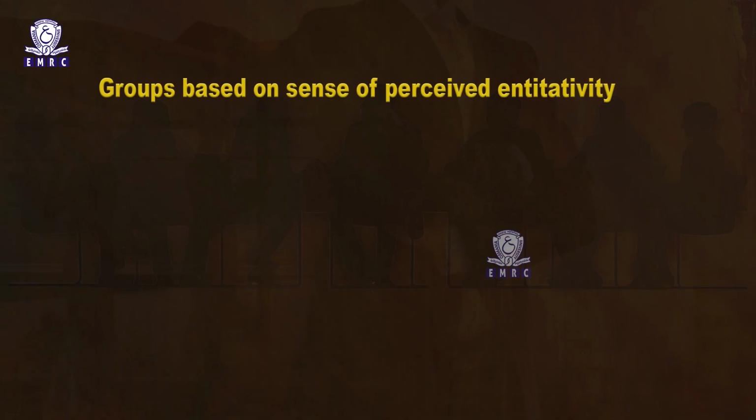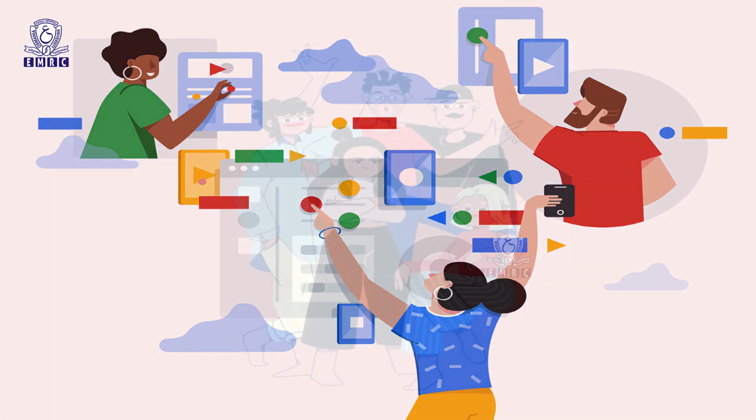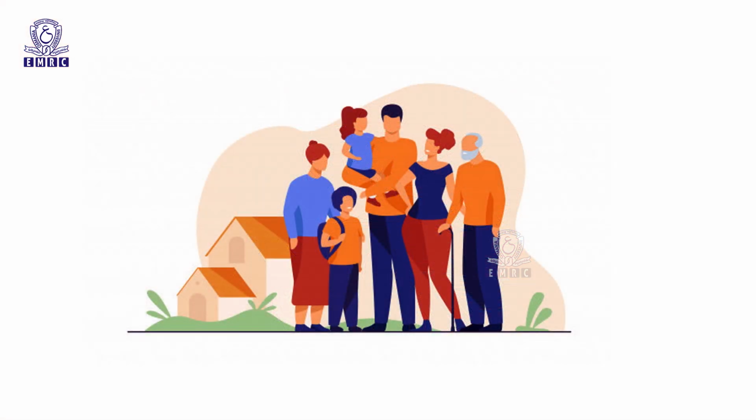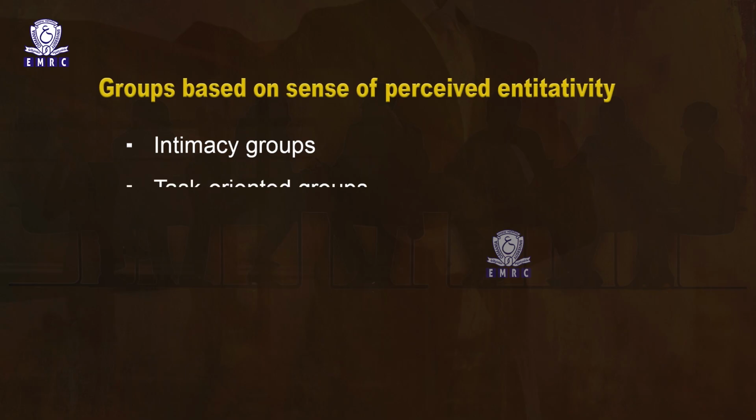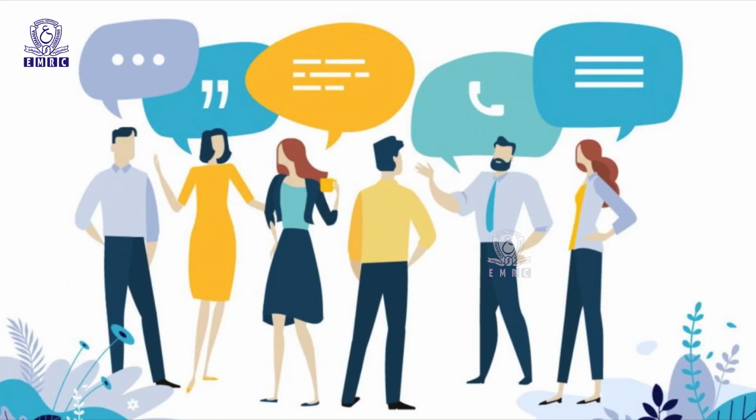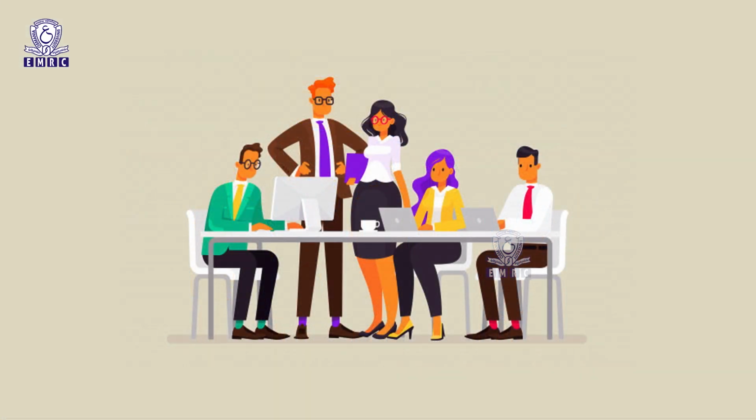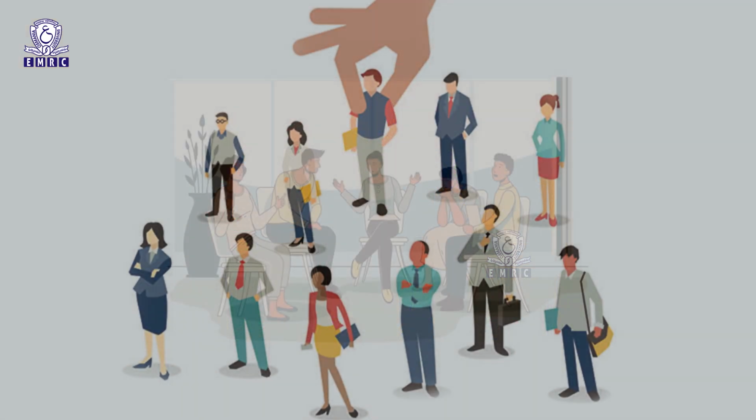So, apart from the earlier combinations, let's discuss four more types. The first is intimacy groups. These groups are smaller in size, and members of the group are very close and usually affectionate with each other, like family and close friends. Whereas the second kind of group is task-oriented groups. Members of these groups possess high coordination to accomplish a particular task, and often different roles will be assigned to the members of the groups.